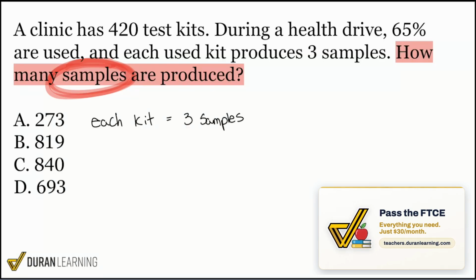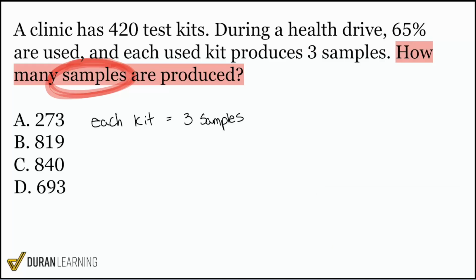So my party people, given the use of the word each, so each kit is 3 samples, what are we going to do? What operation are we going to do once we determine how many of these test kits were used? Because it can be multiplication or division. So which one is it going to be?